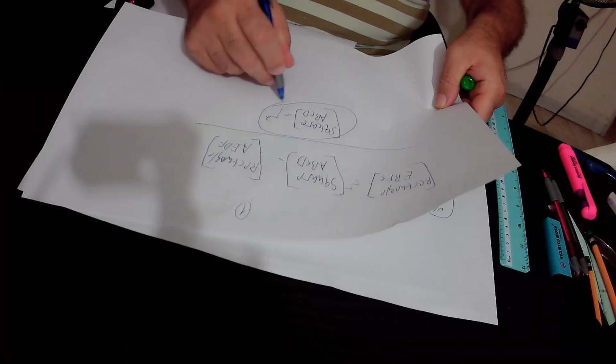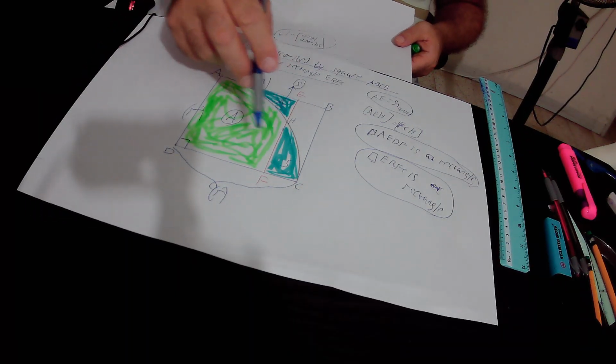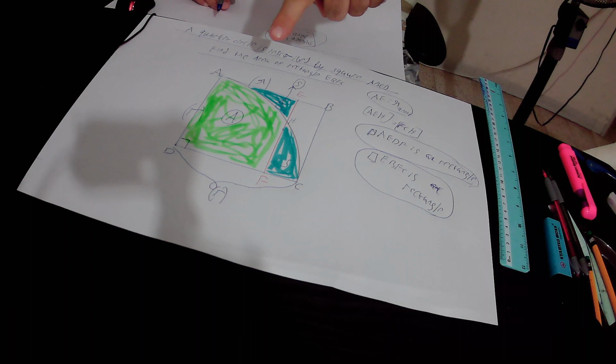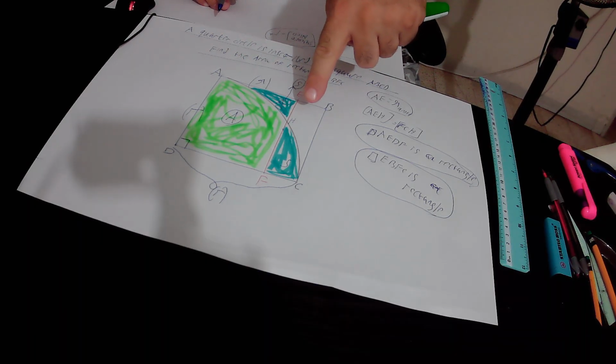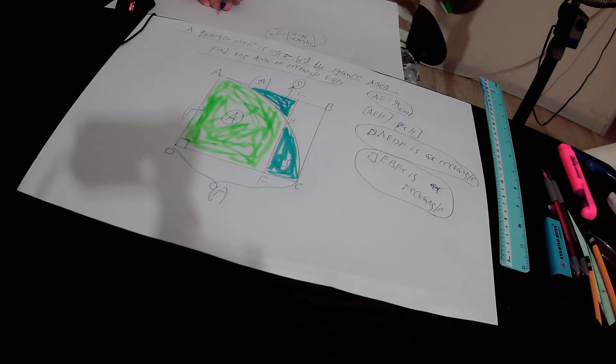In the next step we have to find out the area of this rectangle AEFD, and we subtract the area of rectangle AEDF from the area of the big square ABCD, and the result will be the area of this rectangle EBFC, that is the area that we are looking for in this question.